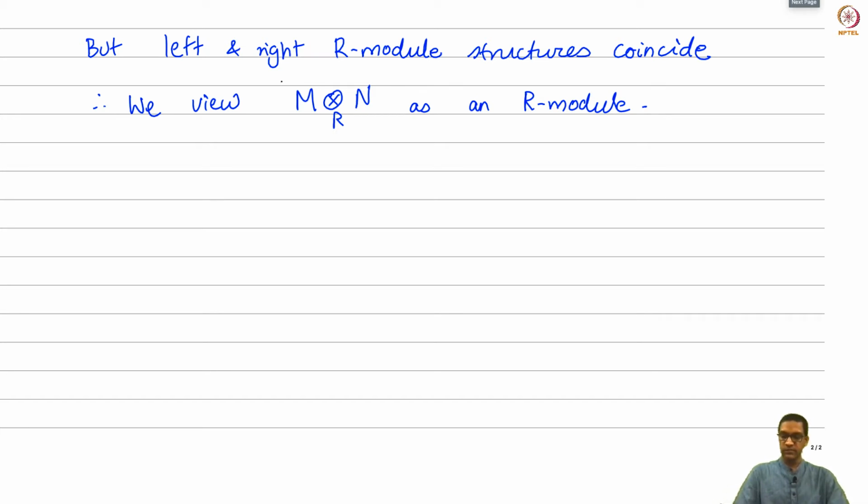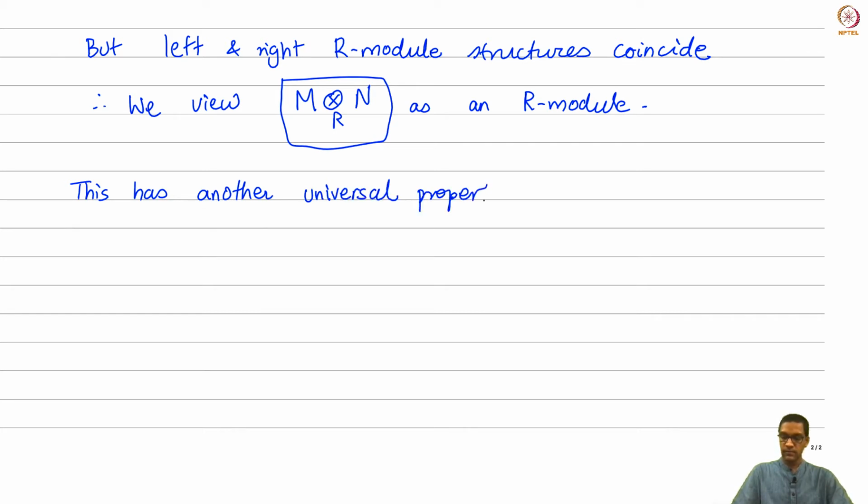In this context, when R is a commutative ring, the tensor product not only has the defining universal property. Recall we more or less defined the tensor product as a Z module with a certain universal property. In this case, there exists another universal property, which is sort of more useful in some sense when we are talking about commutative rings, and this is given by the following proposition.